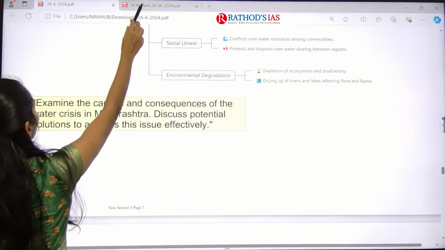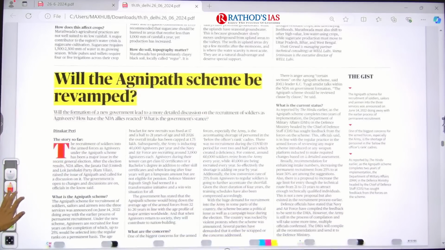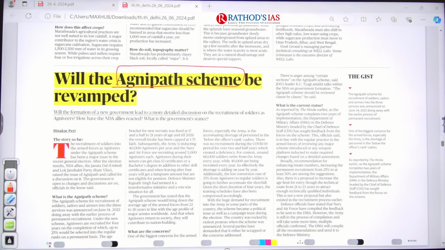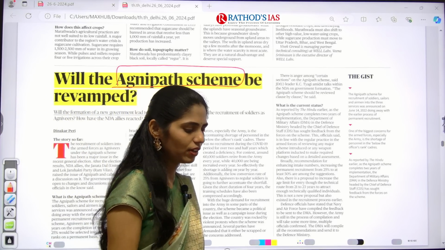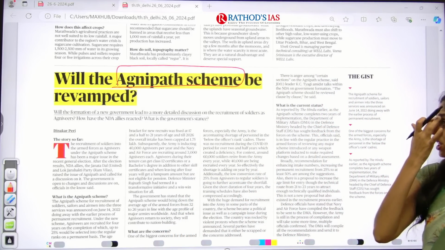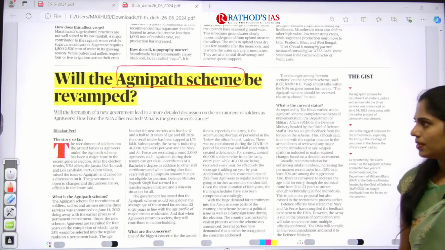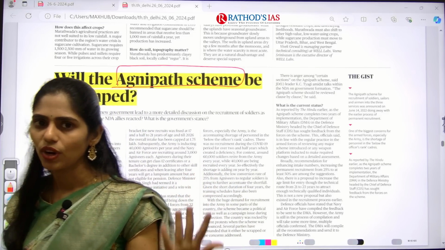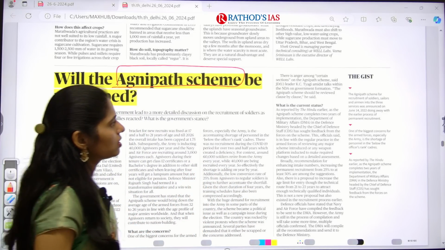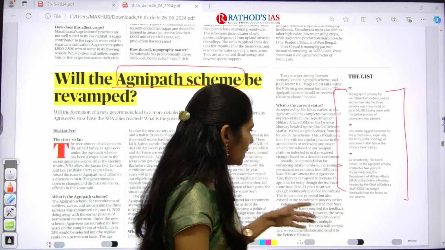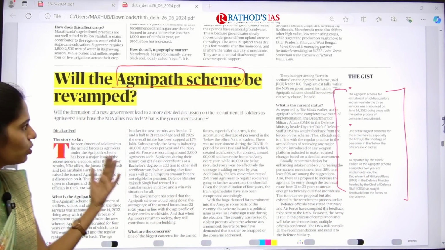Okay, and the next article in this context is about the Agnipath scheme. Will the Agnipath scheme be revamped or not? This is not a new scheme actually, but because of the forming of the Modi 3.0 government, opposition parties are raising questions regarding the revamping of the Agnipath scheme. Here we have to see what the scheme is about, what the provisions are, what the advantages are, everything. Or else you can see this gist part. This gist part is more than enough to understand this, but it doesn't give the basics of the Agnipath scheme, so you have to focus on that.